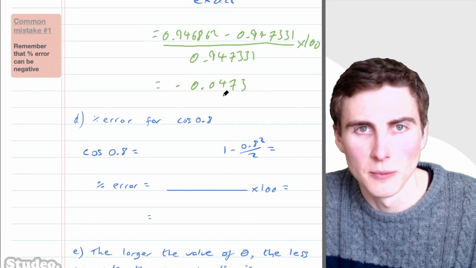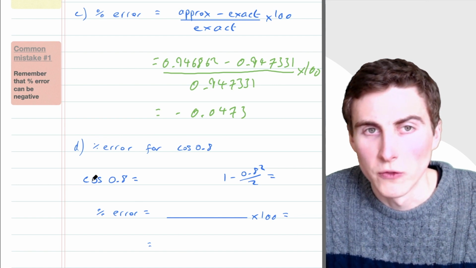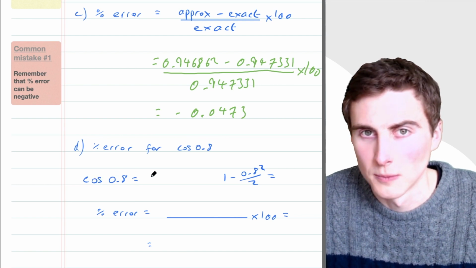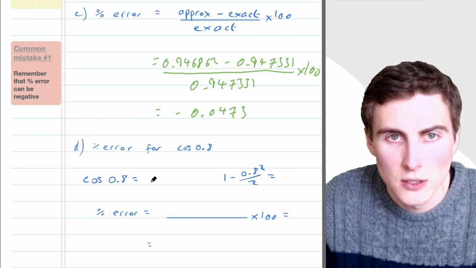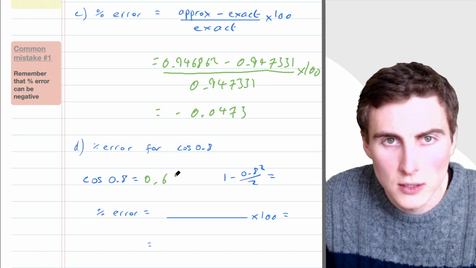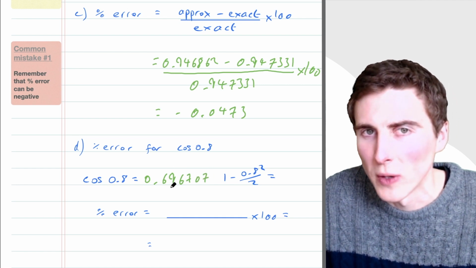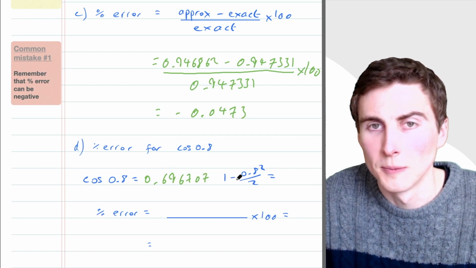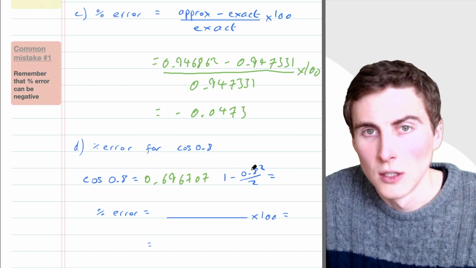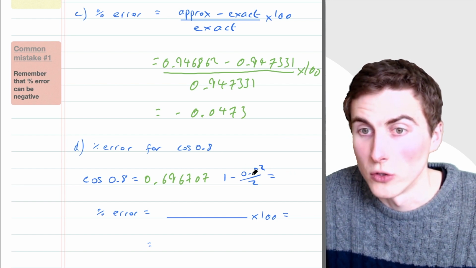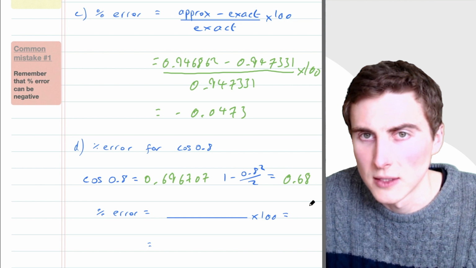So if we scroll down a bit, to find the percentage error for cosine of 0.8, we first of all need to find cosine of 0.8, which if we put that into our calculator, that gives us 0.6960707. And to be fair, you can keep it to as many decimal places as you can, but that's fine to write it like that. Then for this one here, plug that into calculator. This is using the cos formula again, 1 minus theta squared over 2. And that gives us 0.68.